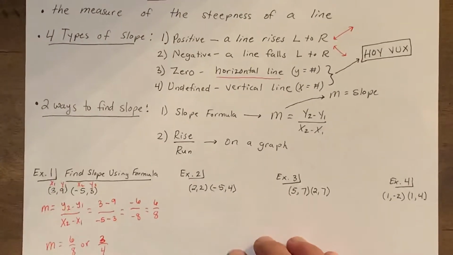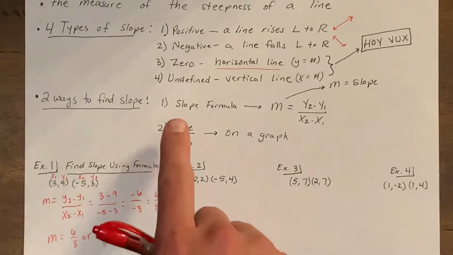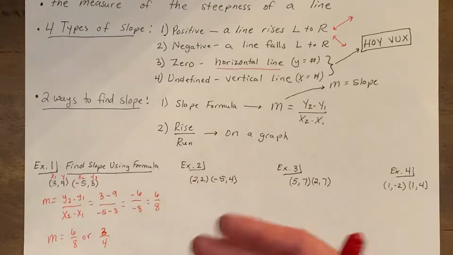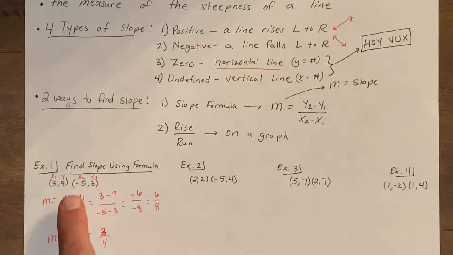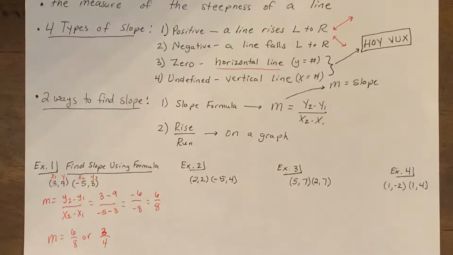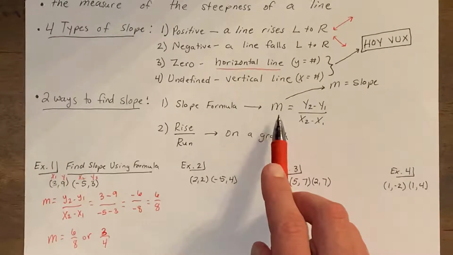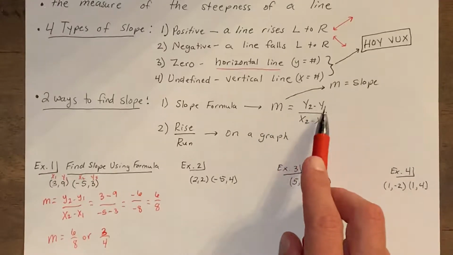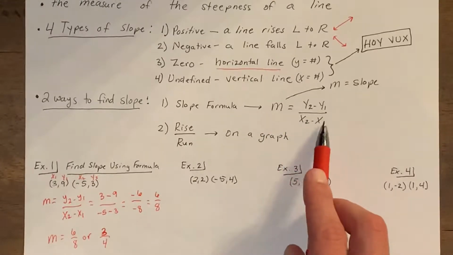We have two ways to find slope. The first is by using the slope formula. When we would use the slope formula is when they just give us a couple points that are on this line. Examples 1 through 4 show us examples that we're going to use the slope formula to find the slope between these 2 points, or the slope of the line that these 2 points are on. And this is the formula. M is our variable for slope, and we say m equals y2 minus y1 divided by x2 minus x1.